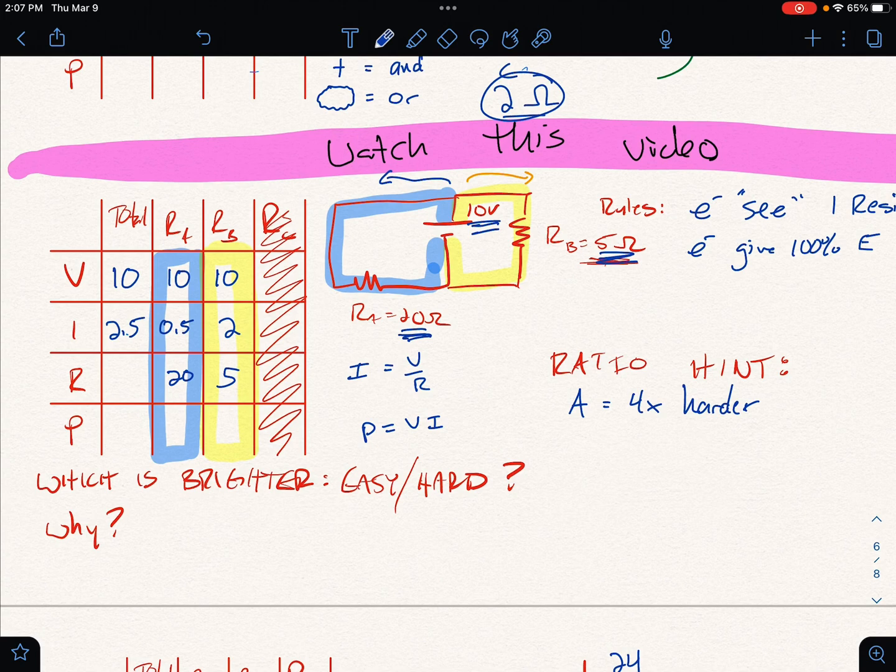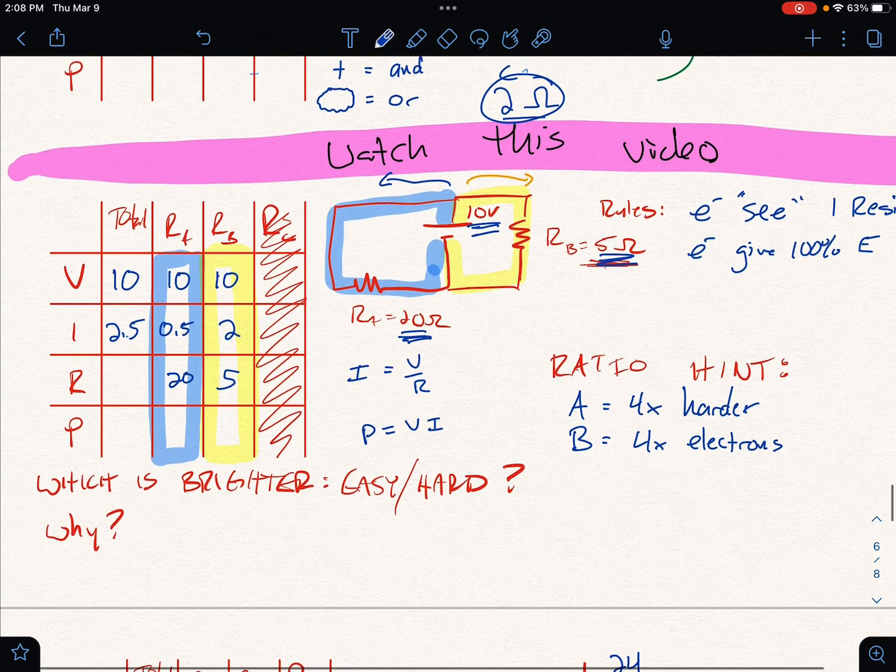More are going to choose the easy thing. So if A is 4 times harder, that means B is going to get 4 times more electrons because it's easier. More people will choose the easy thing. We see a ratio of 4 to 1 here, and we see a ratio of 1 to 4 there. Those ratios should just be opposite of each other. The harder it is, let's say it was 10 times harder, then the easier one would get 10 times more current.